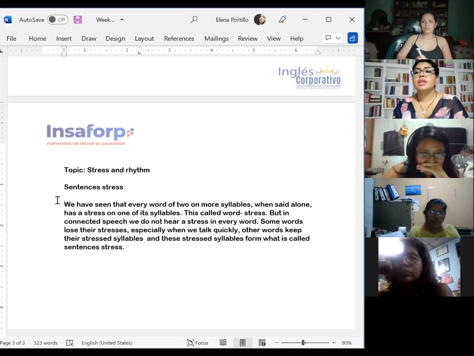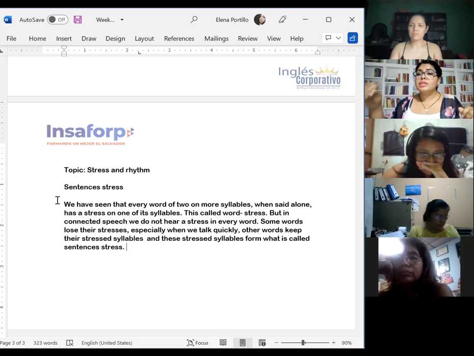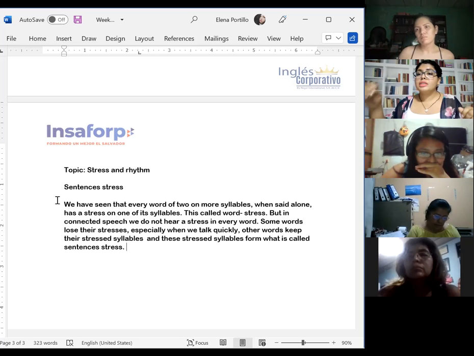And in some cases, we can find the stresses on the words. But in some cases, it is not very easy to understand where the stresses are, because we are just talking and trying to explain our point of view or something that we are going to say.